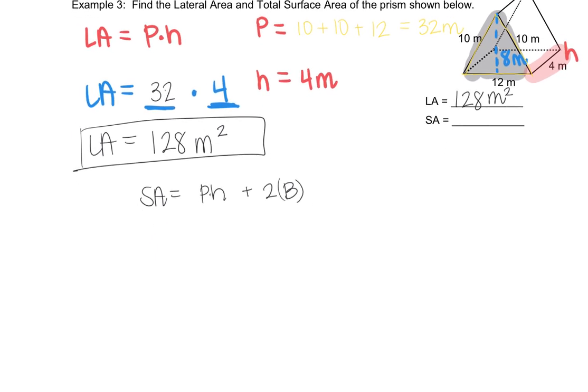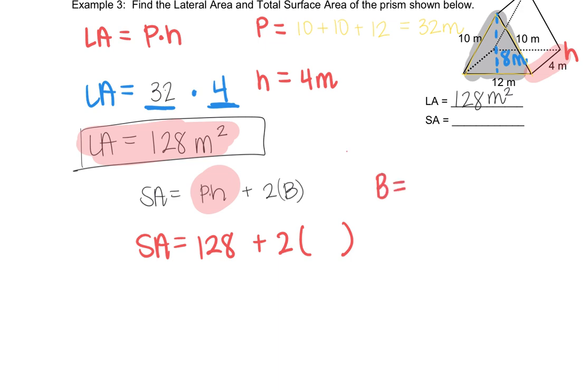Okay, so I already know that my pH is my 128, right? It's my lateral area part. So I'm going to write that down. So it's 128 instead of pH, because I already know what it is based on lateral. And what I don't know is what B is. So I need to figure out what B is. Remember, it's the area of your base. That's what big B represents.